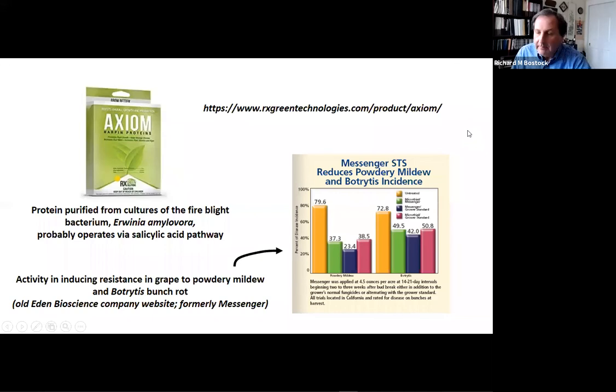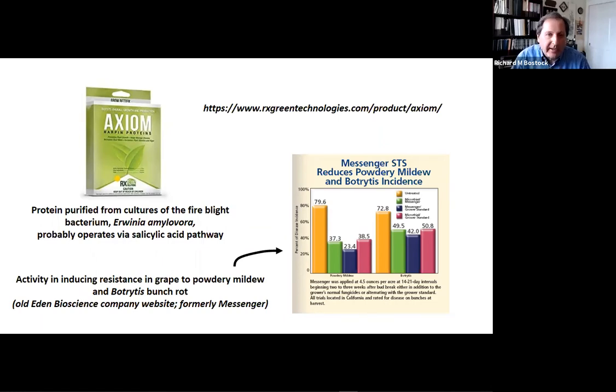There's another one I want to tell you a little bit about. It's something now called Axiom, and this is harpin proteins. What these are are several proteins that have been purified from the cultures of the fire blight bacterium, Erwinia amylovora. This causes fire blight disease in apples and pears and other rosaceous species. And this also has been around for a long time, I mean, since the 80s.